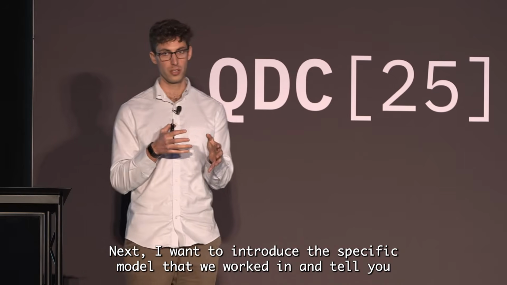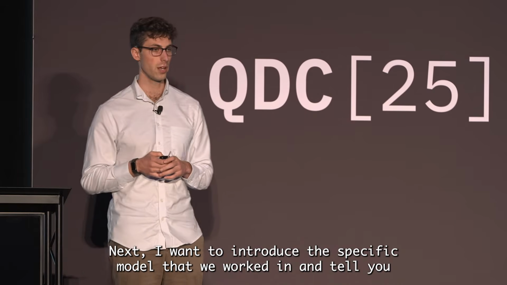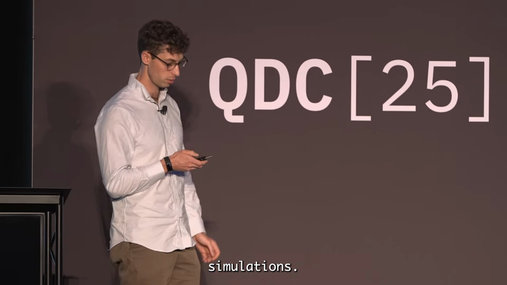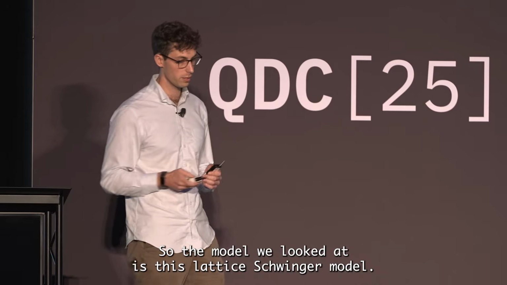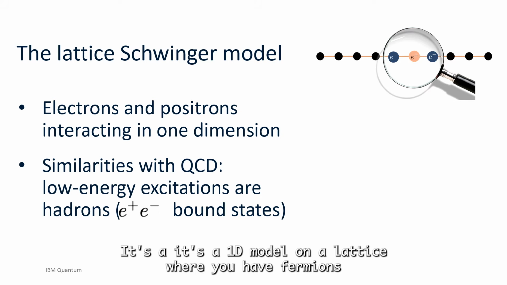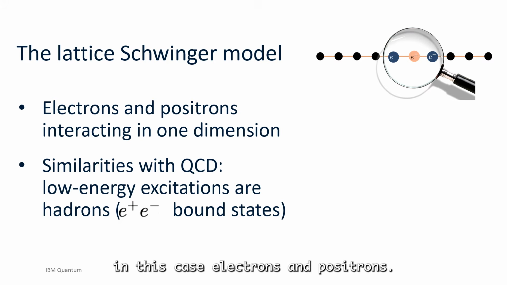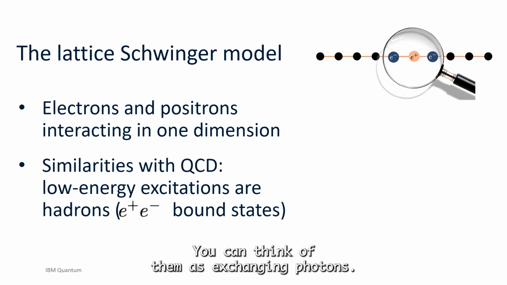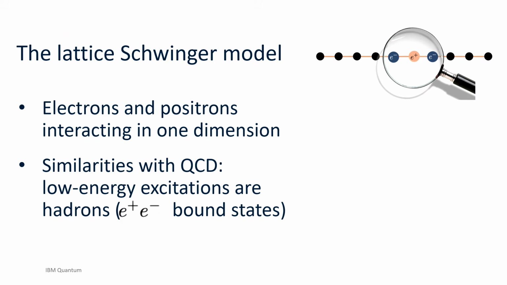Next, I want to introduce the specific model that we worked in and tell you about the tricks that we employed to actually do these utility scale simulations. So the model we looked at is this lattice Schwinger model. It's a 1D model on a lattice where you have fermions, in this case electrons and positrons, and they're interacting via the electrodynamic force. So you can think of them as exchanging photons.